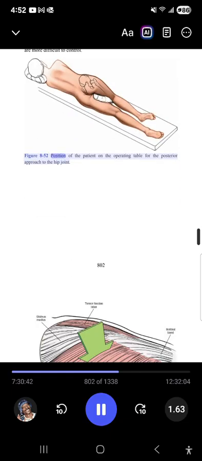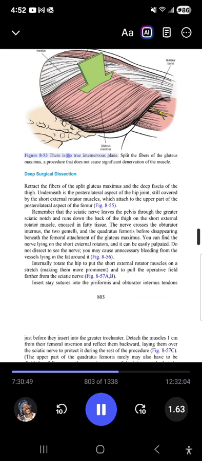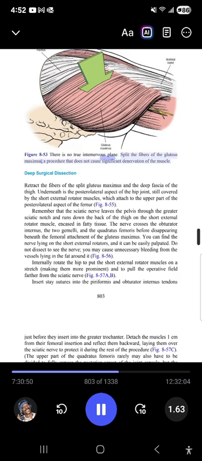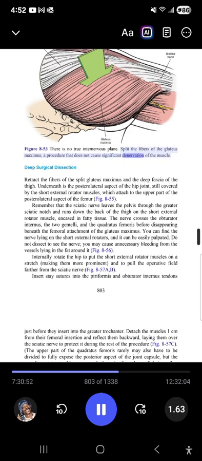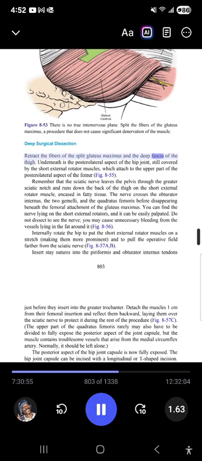Figure 8-52. Position of the patient on the operating table for the posterior approach to the hip joint. Figure 8-53. There is no true internervous plane. Split the fibers of the gluteus maximus, a procedure that does not cause significant denervation of the muscle. Deep surgical dissection. Retract the fibers of the split gluteus maximus and the deep fascia of the thigh.